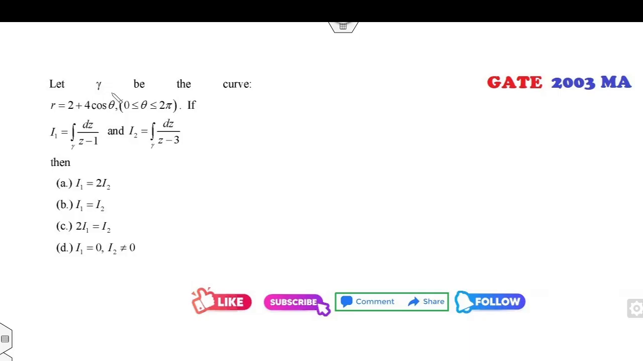What is given to you? Gamma is a curve, I can take it as z = 2 + 4 cos θ. This implies z − 2 = 4 cos θ. You can see I can write this number as z − 2, so this number lies as |z − 2| ≤ 4.